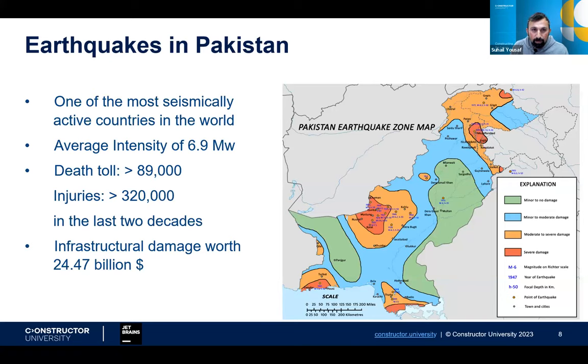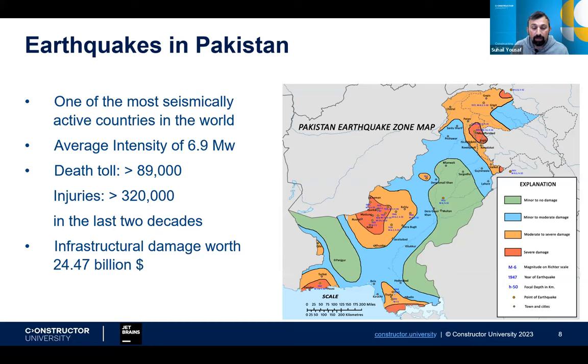So earthquakes in Pakistan, of course, earthquakes are there everywhere on Earth, but particularly in Pakistan. So it's one of the most seismically active countries in the world. So there, on average, we have 6.9 intensity earthquakes with a death toll of 89,000 and injuries of more than 300,000 in the last two decades.